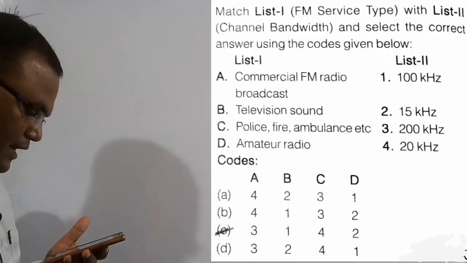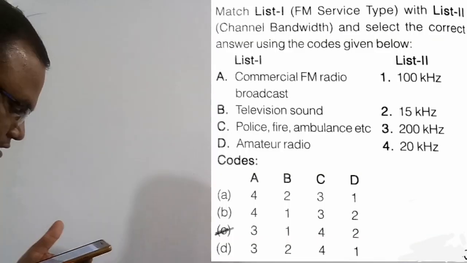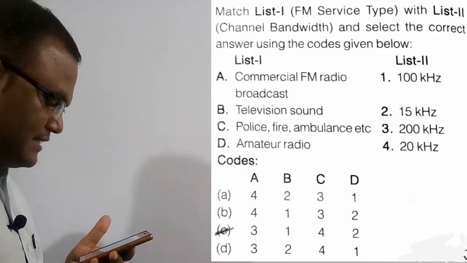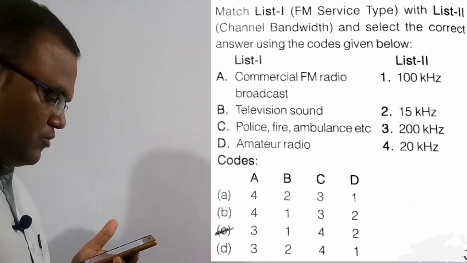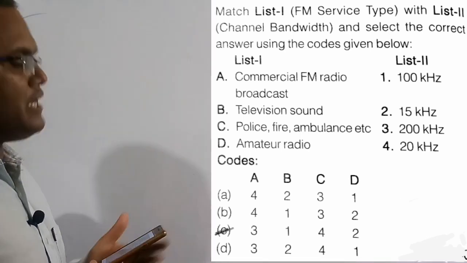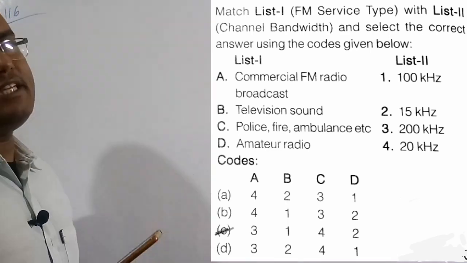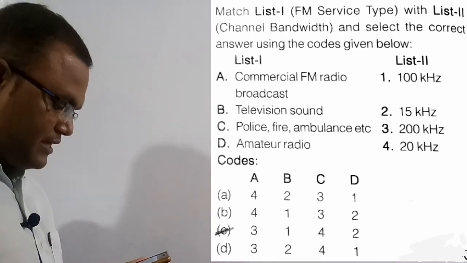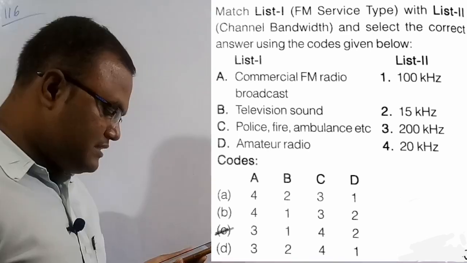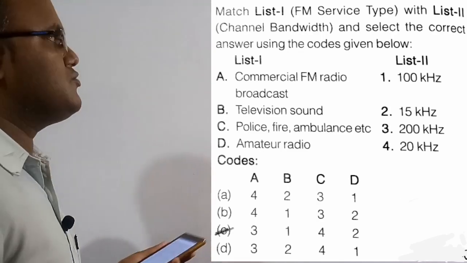So now we are going to solve question 116. See the question here. Match list one, the FM service type, and list two, the channel bandwidth, and select the correct answer using the codes given below. List one contains the FM service type and list two the bandwidth required for each application. Out of the four options, option C is the correct solution of this question. So let's solve this question.